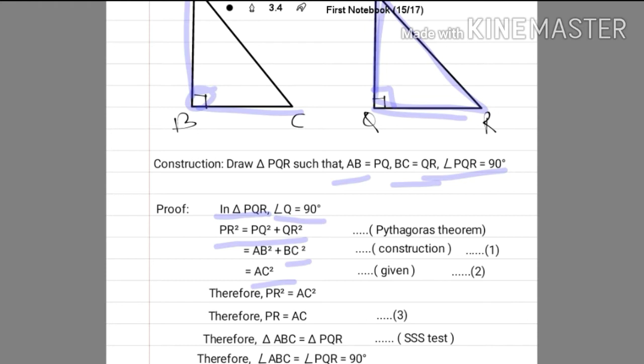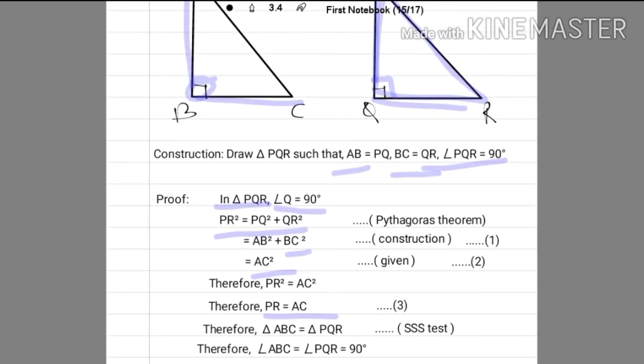And therefore if we take square root on both these sides, we will get PR is equal to AC. Now since we have got all the three sides of the triangles to be equal in both the triangles, we can say that triangle ABC is congruent to triangle PQR by SSS test, because they are perfectly coinciding with each other, and we have learned this in our first chapter. So we can say that triangle ABC is congruent to triangle PQR.